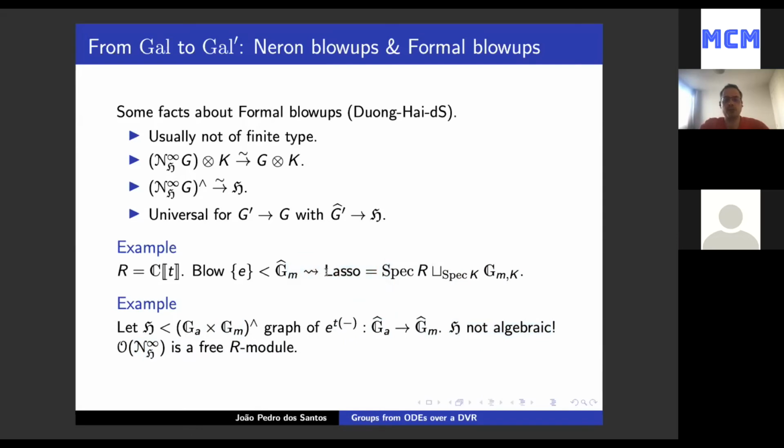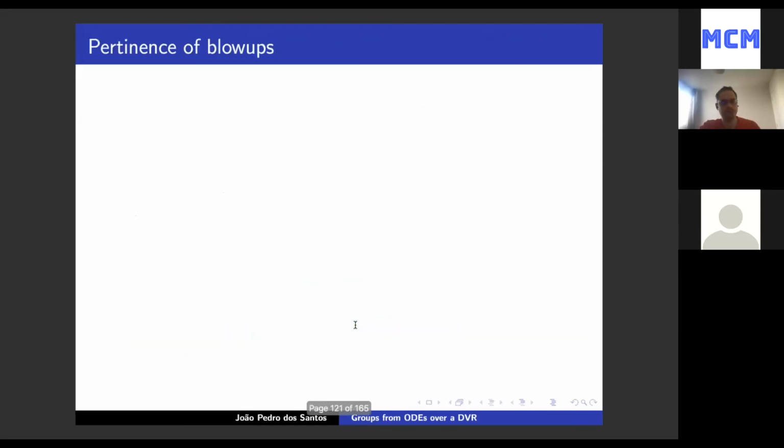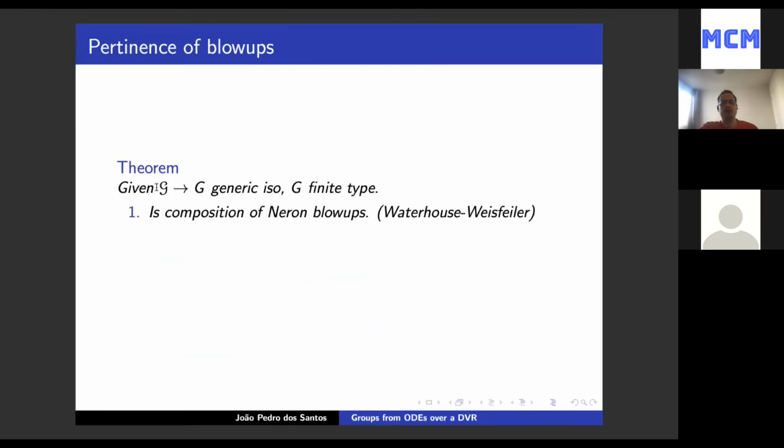Recall that the ring of the lasso was not a free ring, it was not a projective R-module, but in the case of the exponential, in which H is not algebraic, it is a free R-module. So the importance of blowups, let me tell you why one has to study them. It's interesting to study them. The reason is that every generic isomorphism between affine group schemes is a composition of Néron blowups. But the annoying point is that it's a composition of infinitely many.